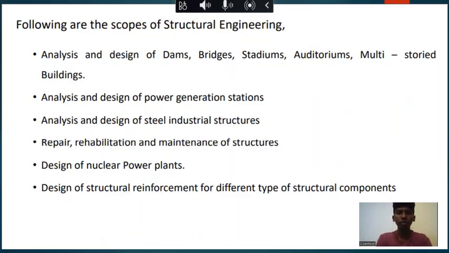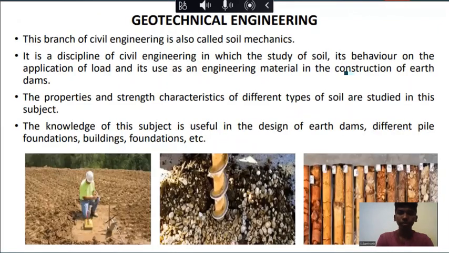And these are the scopes of structural engineering: analysis and design of dams, bridges, stadiums, auditoriums, multi-storied buildings, etc. And also the design of nuclear power plants, and the design of structural reinforcement for different types of structural components. And over here, we'll see geotechnical engineering next.